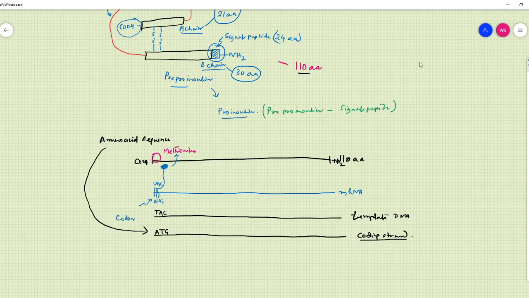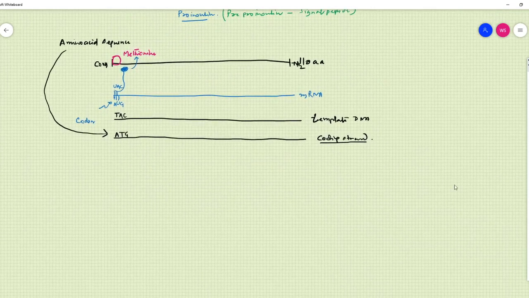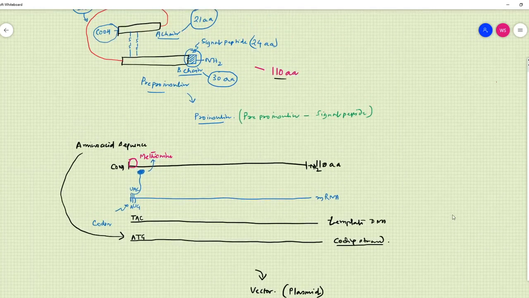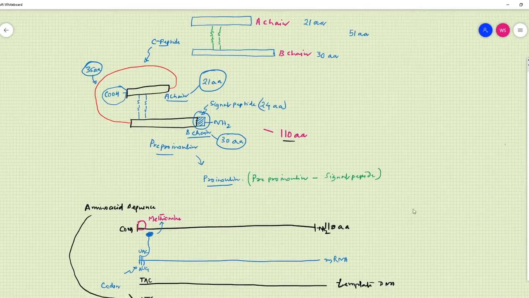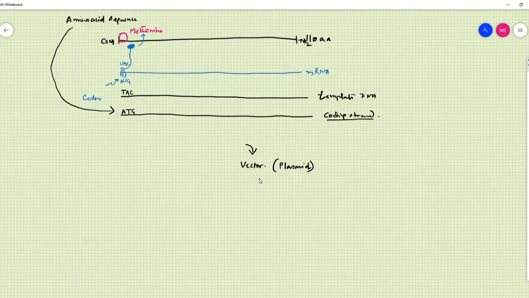Okay, so now what the company is going to do is put this coding strand into what we call the vector, which is usually a plasmid. Okay, so now if you think about this, there is no post-translational modification of insulin here. So the idea is this vector can therefore be introduced into a bacterial host.